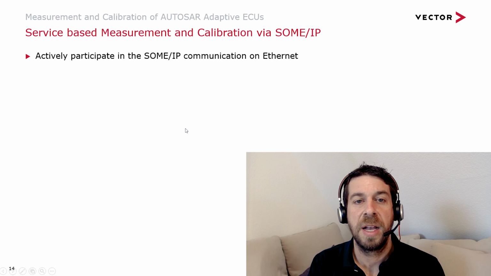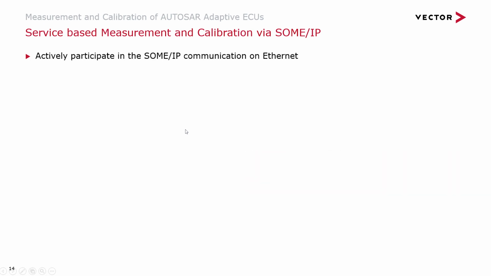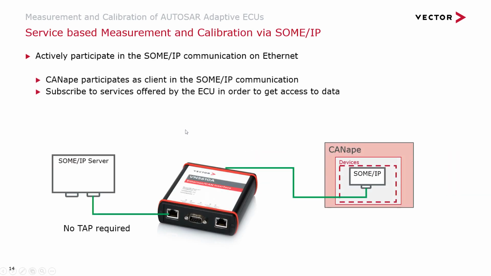So what does it mean to communicate via SOME/IP? We have to be an active participant of the SOME/IP communication on the Ethernet bus. That means we have to subscribe to the services offered by the ECU in order to get access to this data. So our tool CANape is connected by a network interface to our SOME/IP device. The good thing is that no tap is needed, because in this case we are always an endpoint, so we have an easier measurement hardware setup.